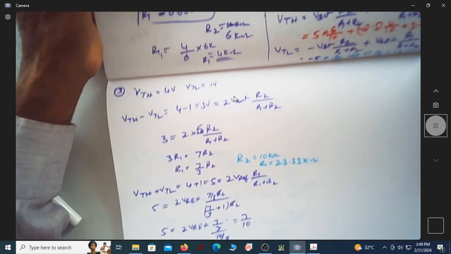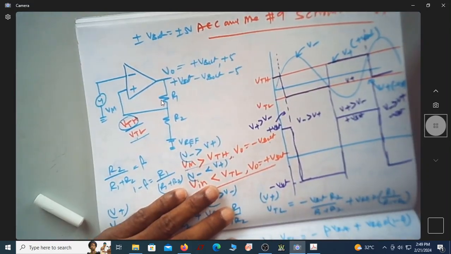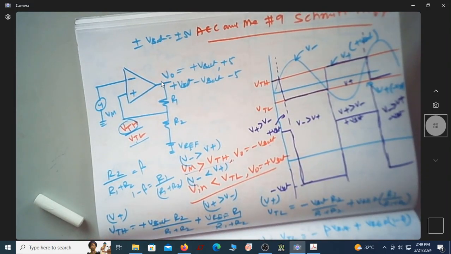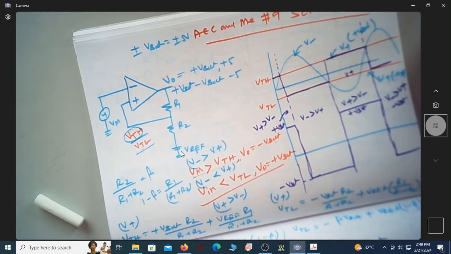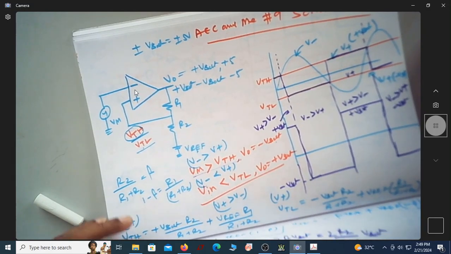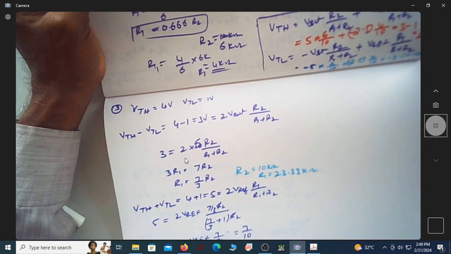When I refer to this equation, you should always remember this circuit diagram. This is the inverting Schmitt trigger circuit diagram having R1, R2 and V reference, and of course the input is applied to the inverting terminal. For that circuit these equations are valid.